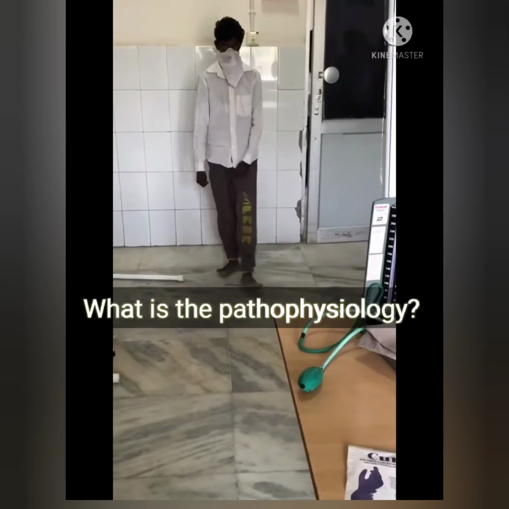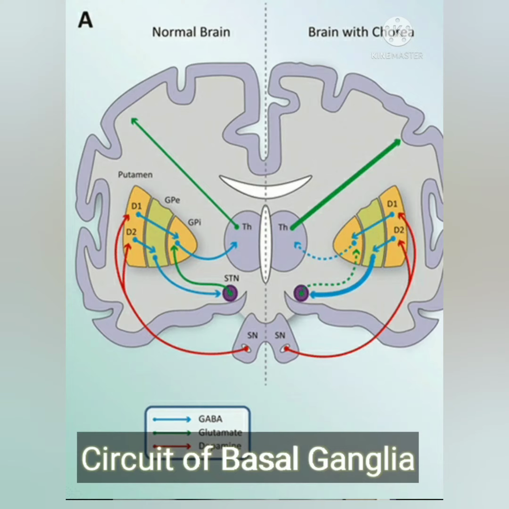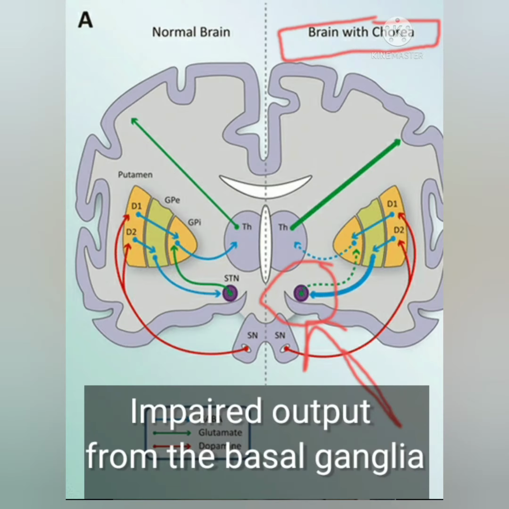You need to remember that in normal cases, when we look at the circuit of the basal ganglia, there is a proper balance of neurotransmitters which goes into all the nuclei of the basal ganglia and gives a final output. But in a brain with chorea, there is an impaired output.